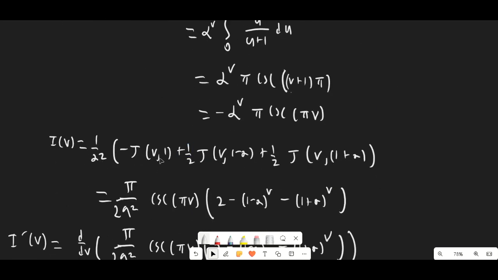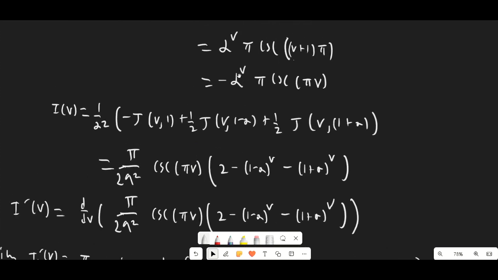So we have negative 1 over a squared times negative J of v and 1 plus 1 half J of v and 1 minus a plus 1 half J of v and 1 plus a. When we plug in our definition, which is right here, for J of v and alpha, we get pi over 2a squared times cosecant pi v times this nice little expansion right here.